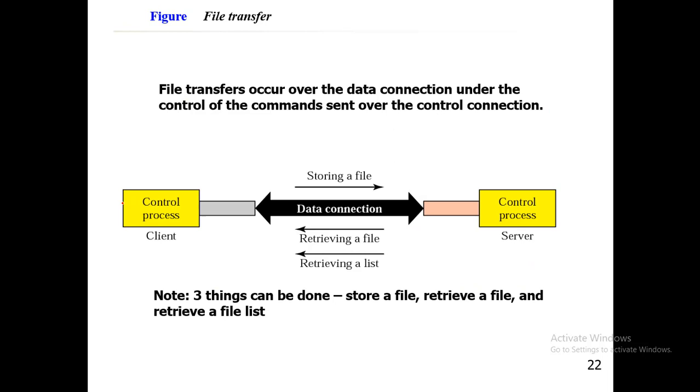So this was all about the first part. If you want to store the file, this is just a brief. 3 things can be done: store a file, retrieve a file, and retrieve a file list. So you can do these 3 things. If you are storing a file on the server, you can retrieve the file or retrieve the list of the files from the server. These 3 things you can do by using this FTP.